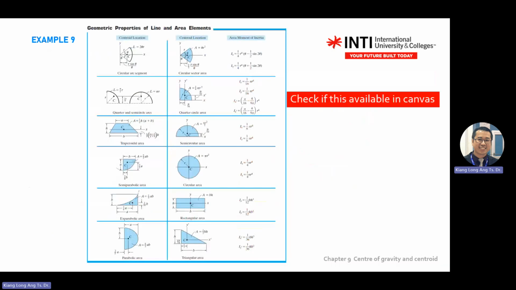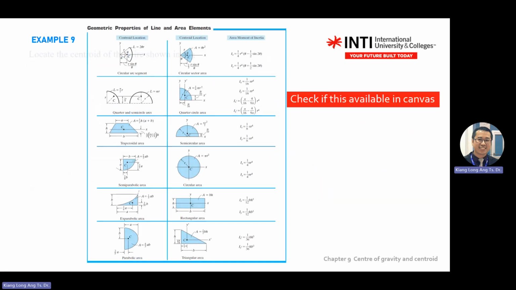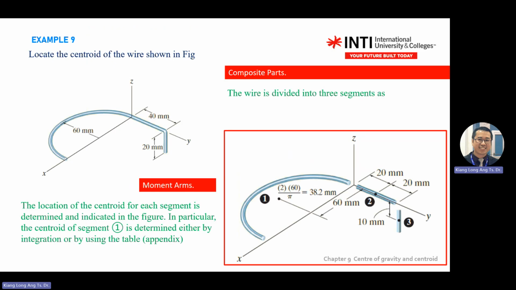Formula there. Then you need to build a table. After this, first composite part, break them, label 1, 2, 3. Then determine the location. For example, this one, how do you get 38.2? How do you get this formula?